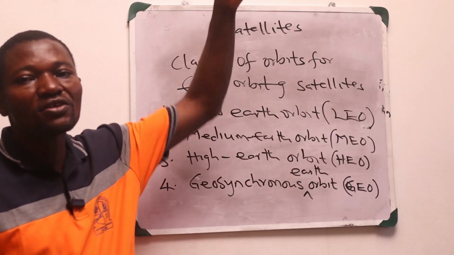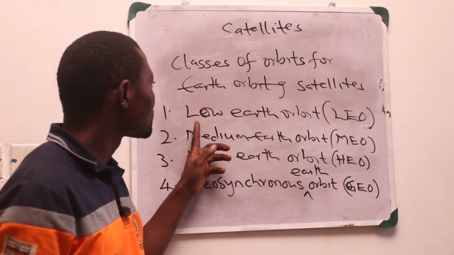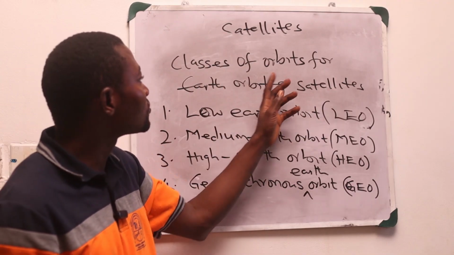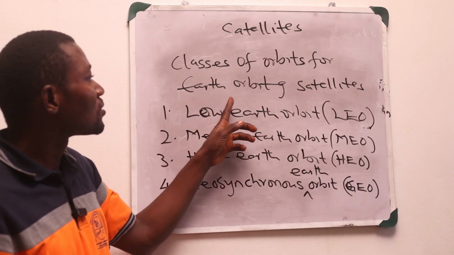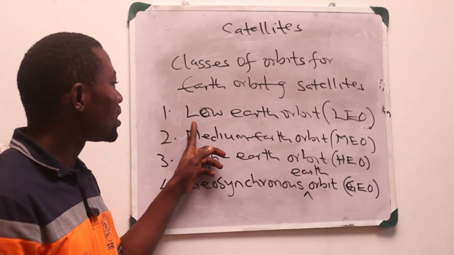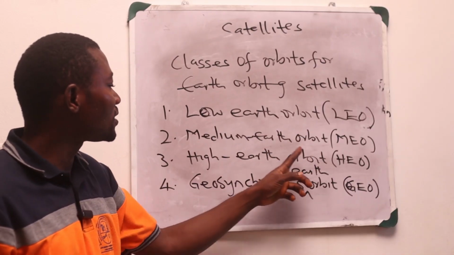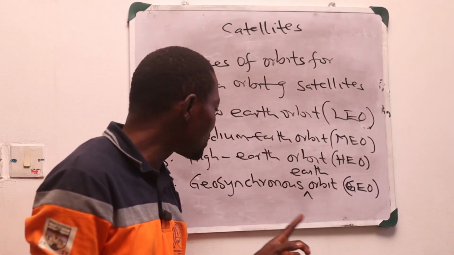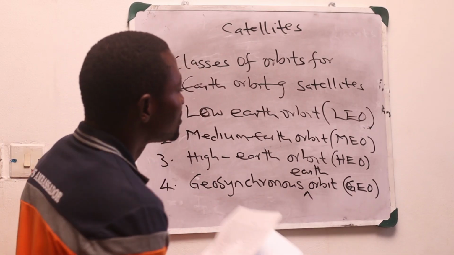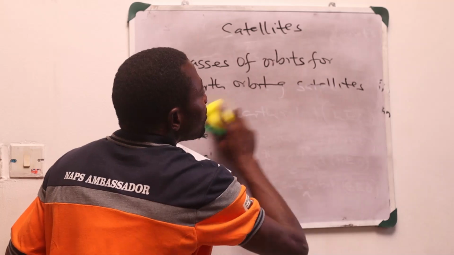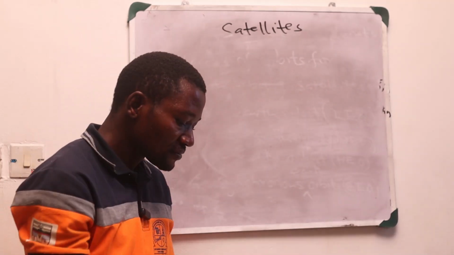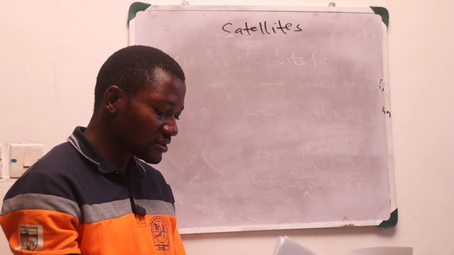Some satellites, they are launched far up in space, while some, they are close by. So these are the various classes of orbit for Earth orbiting satellite. We have the low Earth orbit, the medium Earth orbit, the high Earth orbit, and the geosynchronous Earth orbit. So these are the classes of orbit for Earth orbiting satellite.